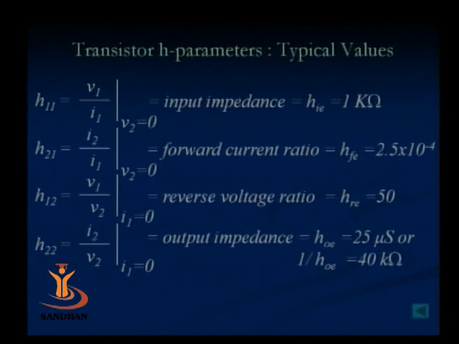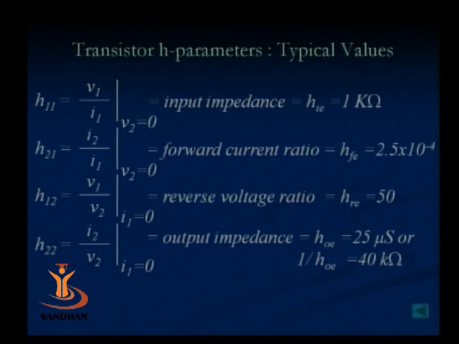What is H11? That we have defined already. So HIE for a transistor normally is of the order of kilo ohm, 1 kilo ohm or so, not more than that generally. The forward current ratio HFE is nearly equal to 50. It is wrongly mentioned here. Take care of this. Forward current ratio is of the order of 50, 100 or even more depending on the transistor, and the reverse voltage ratio is very small, 2.5 × 10^-4.